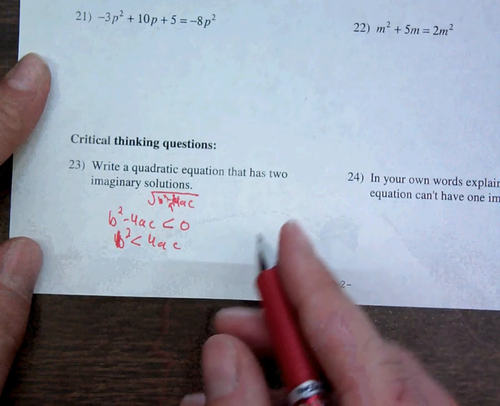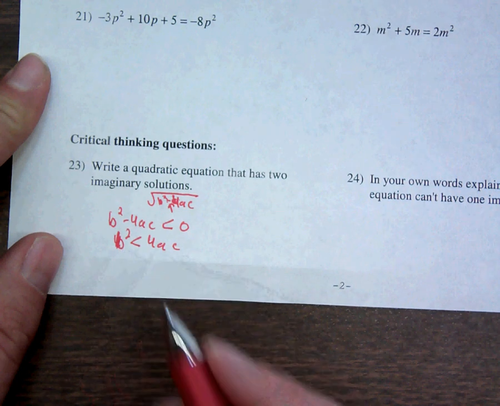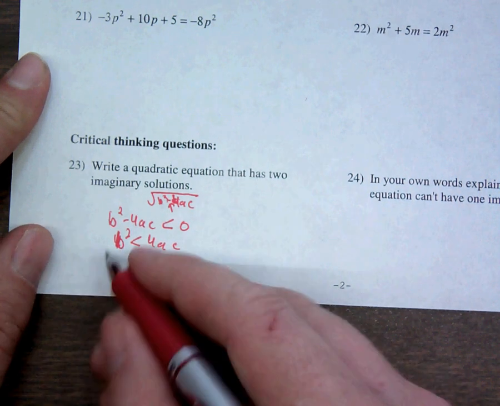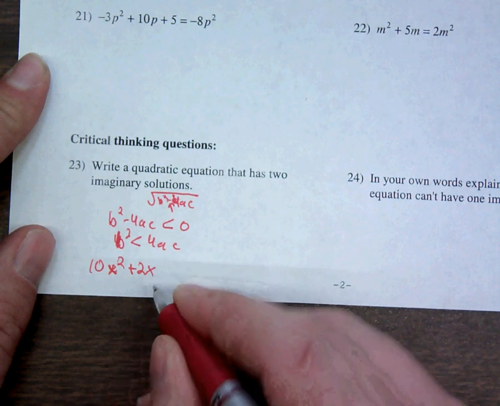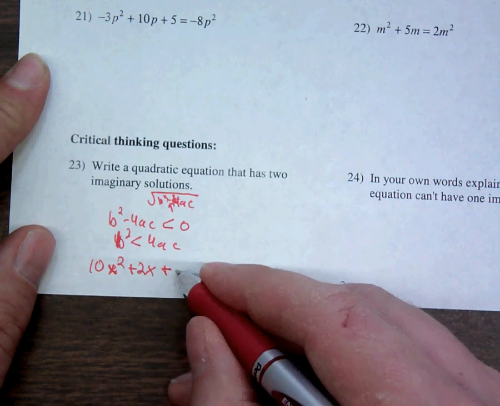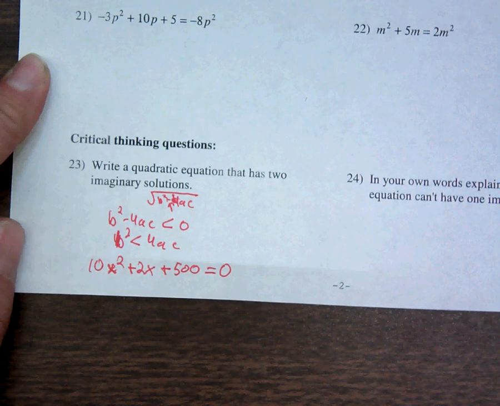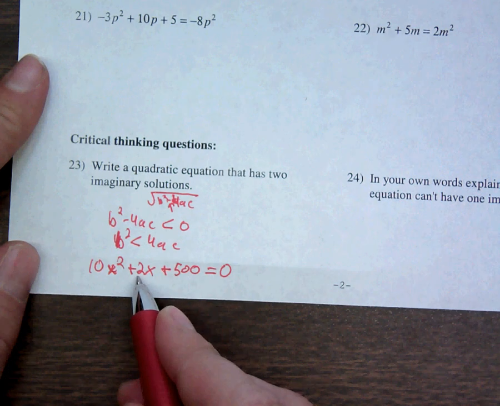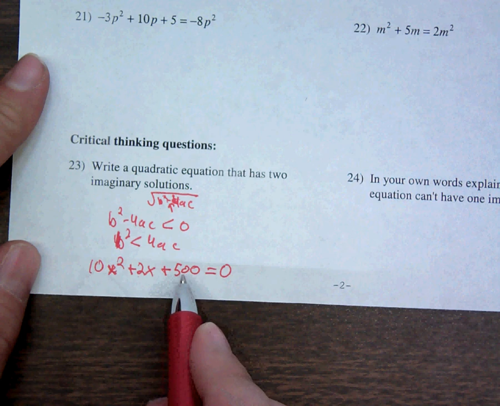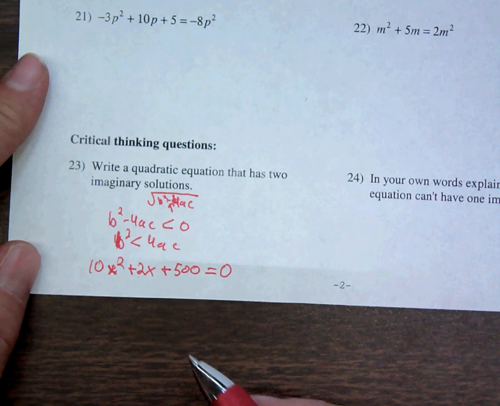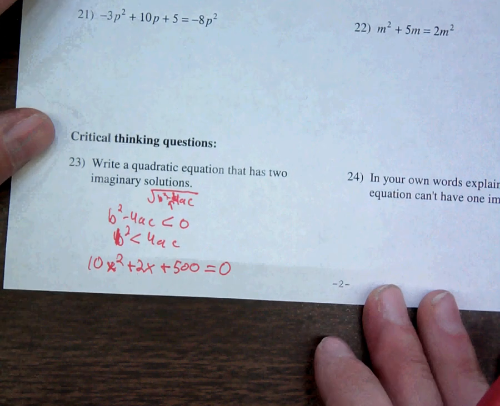So there are a ton of different solutions, but I know that b squared, b has to be pretty small, and a times c has to be pretty big. So I'm just going to pick 10x squared plus 2x plus, I don't know, 500 equals 0. I know that this will have two imaginary solutions because b squared is only 4. When I subtract 4 times 10 times 500, I will get a very, very negative number, and so I will be getting the square root of a negative, and we'll be getting two imaginary solutions.